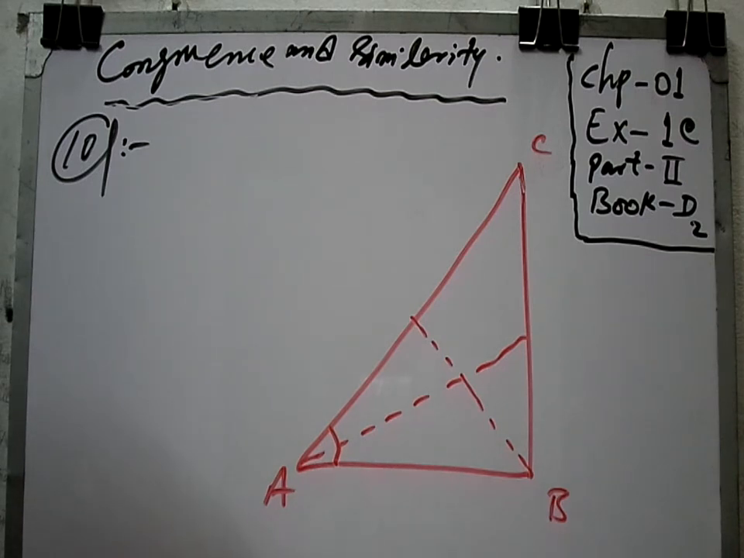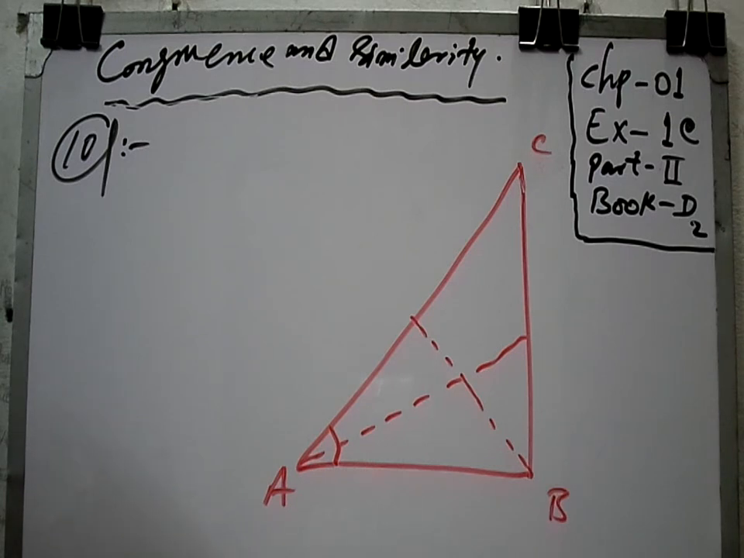Read the statement in your textbook. A triangle field ABC is such that AB is equal to 90 meter, BC is equal to 70 meter and AC is equal to 85 meter. Make a scale drawing of it using a scale of 1 centimeter to 10 meter. From your scale drawing find the actual distance from A to the midpoint of BC, and in B part we have to find the actual distance from B to the midpoint of AC. So first of all we have to solve part number 1.